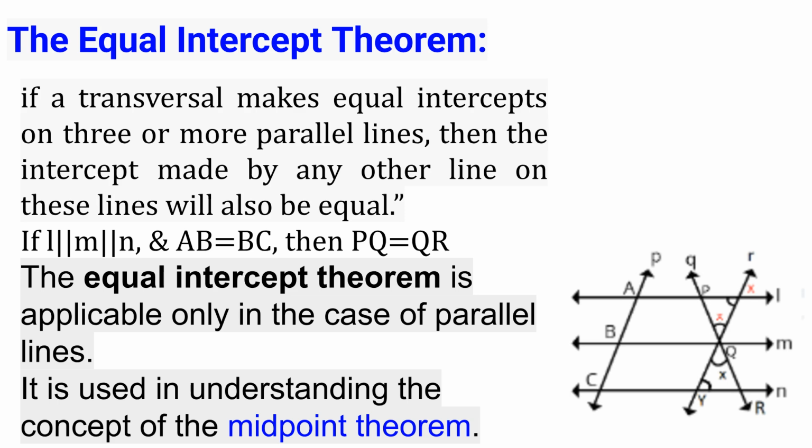If a transversal makes equal intercepts on three or more parallel lines, then the intercept made by any other line on these lines will also be equal. If L is parallel to M is parallel to N and AB equals BC, then PQ equals QR. The equal intercept theorem is applicable only in the case of parallel lines. It is used in understanding the concept of the midpoint theorem.